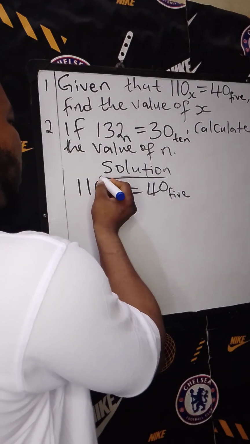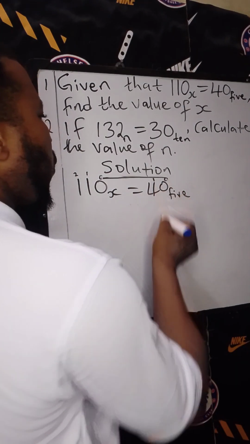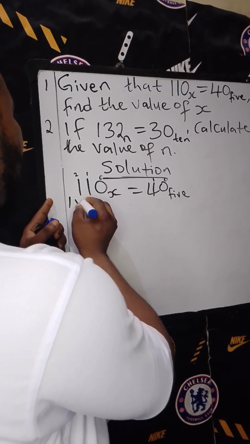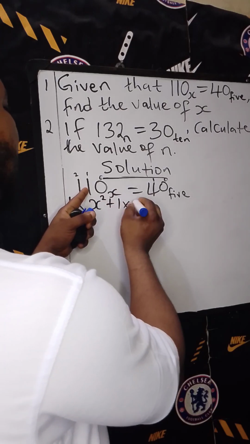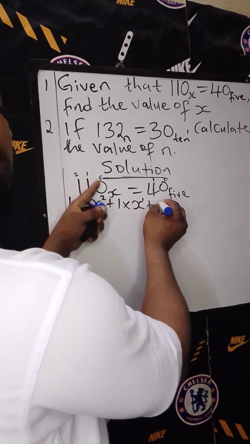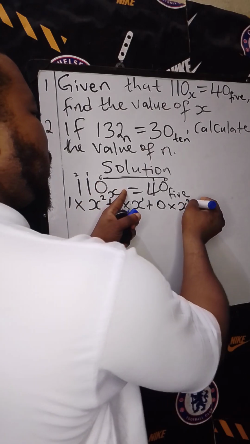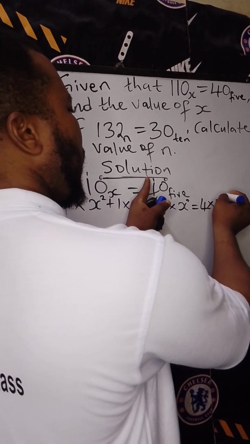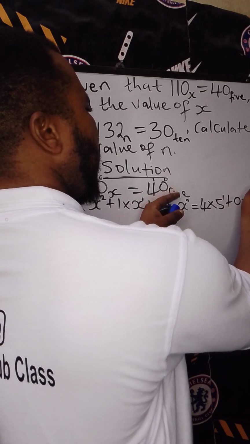So this, we can power this 0, 1, 2, 0, 1. So in this case, we are having here 1 times x raised to the power of 2 plus 1 times x raised to the power of 1 plus 0 times x raised to the power of 0 is equal to 40 times 5 raised to the power of 1 plus 0 times 5 raised to the power of 0.